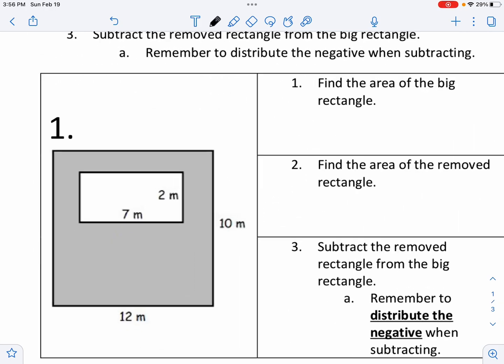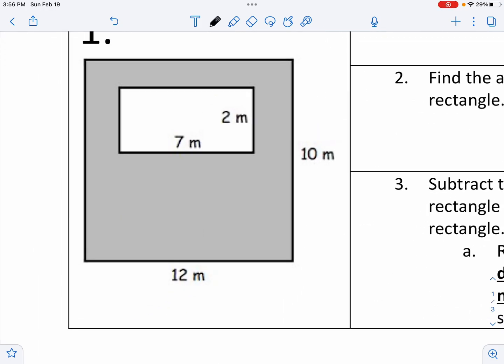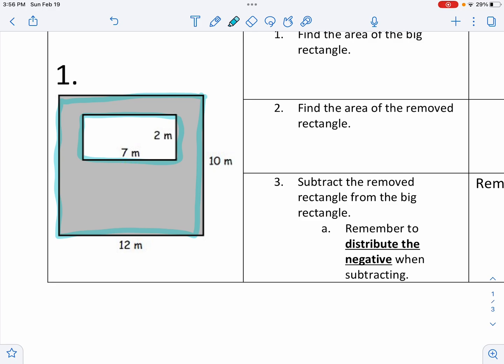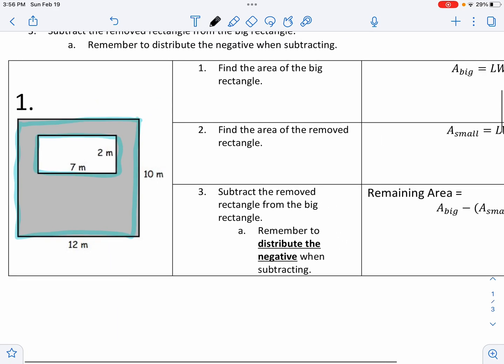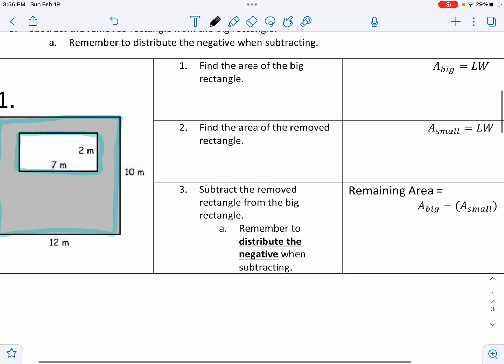So if we have this overarching rectangle and we take out a chunk of it, maybe for a window or whatever it might be, what is the remaining area here? Now, this one is pure numbers, so it's not going to be quite as hard as the rest of the stuff we'll go through. But let's go ahead and I'll show you the steps with an easy problem. So the first thing you need to do is find the area of the big rectangle.